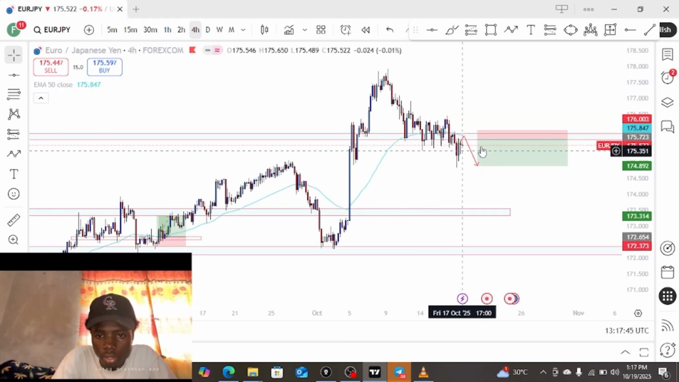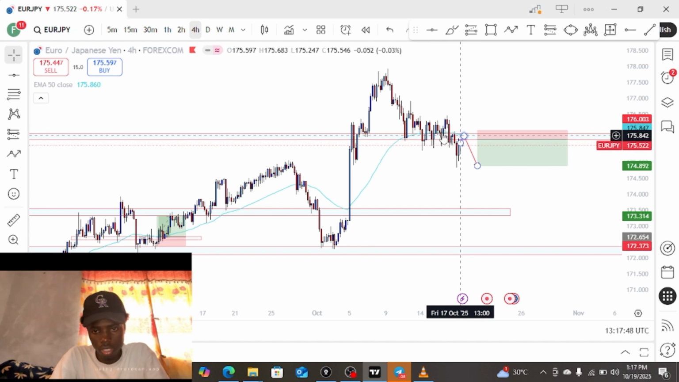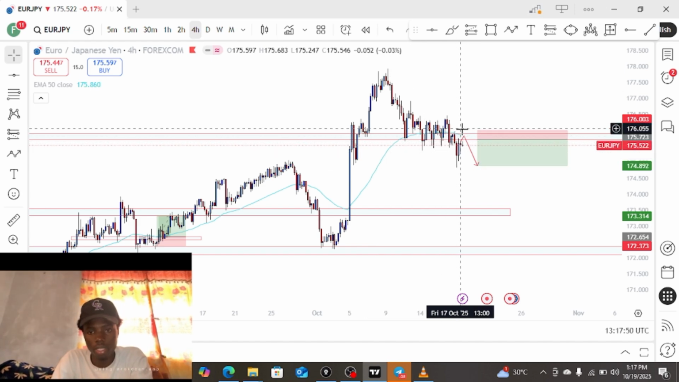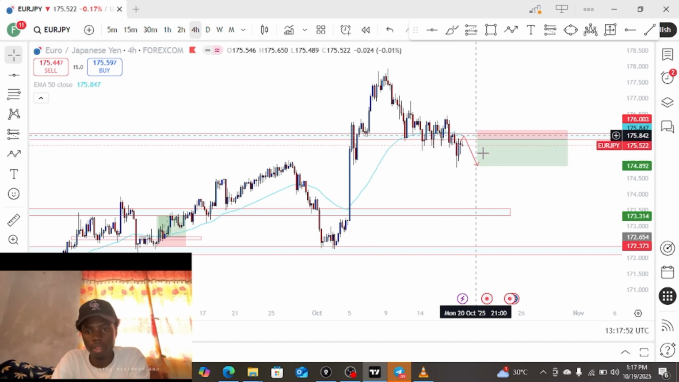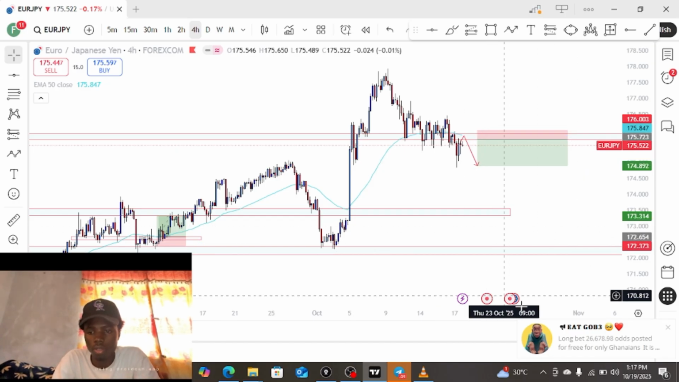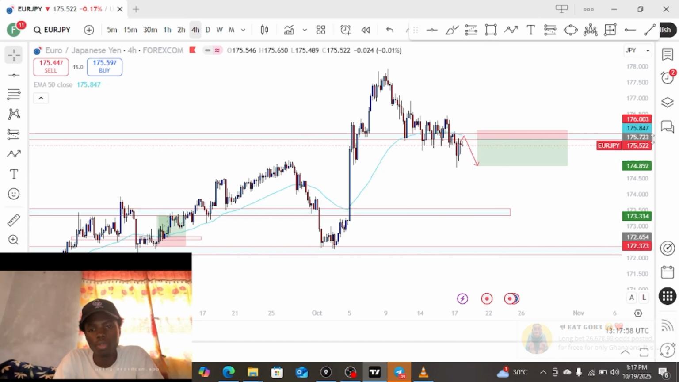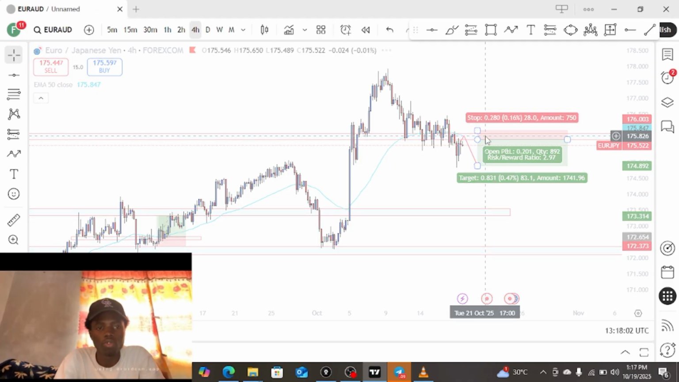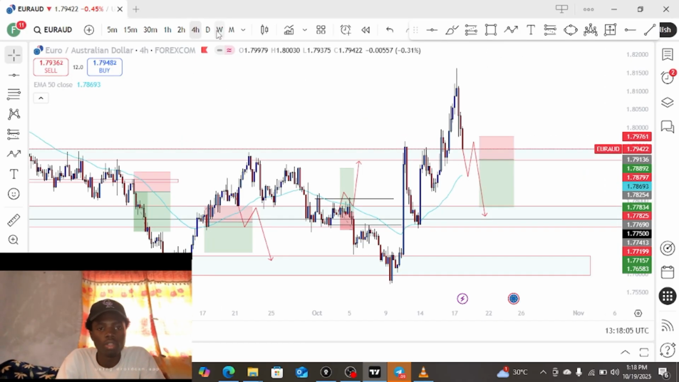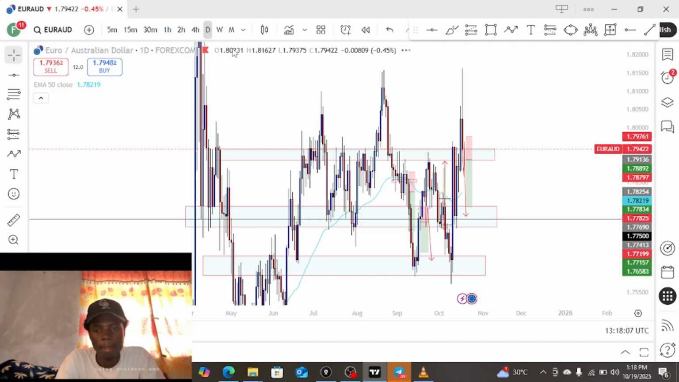And then as you can see, I want you to reject this EMA. Already it has rejected, but I need another rejection for me to confirm that it went down. That's what I need right now from this Euro JPY. So this is my number one pair for the week. My number one pair Euro JPY, the counter trend trade. Let's go to the next one.